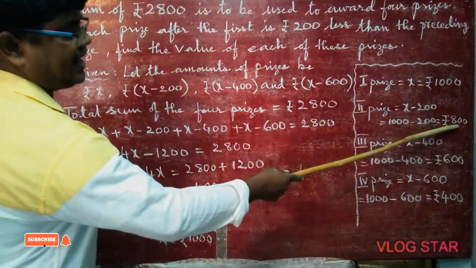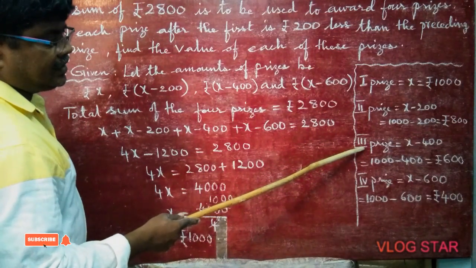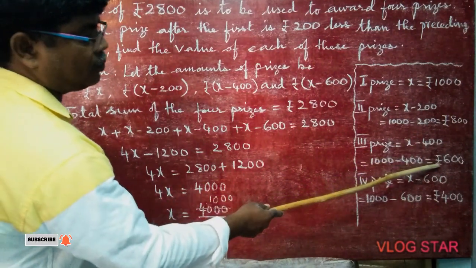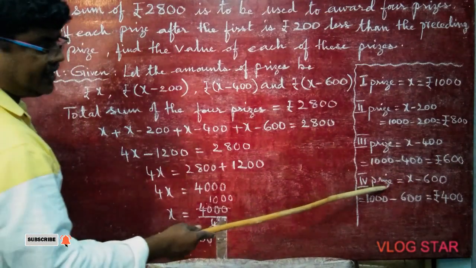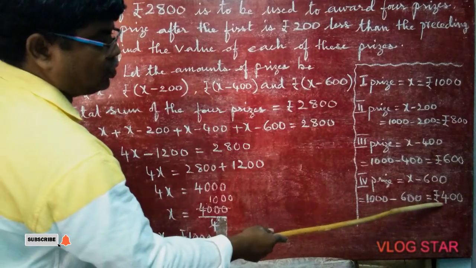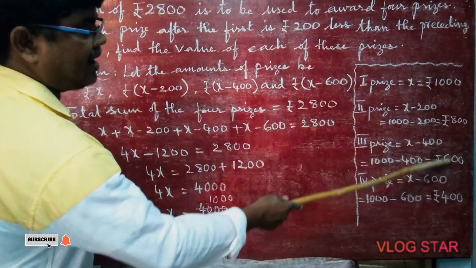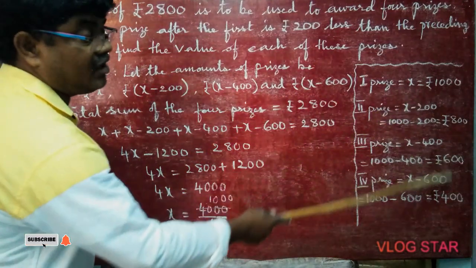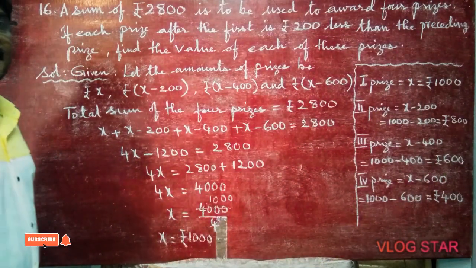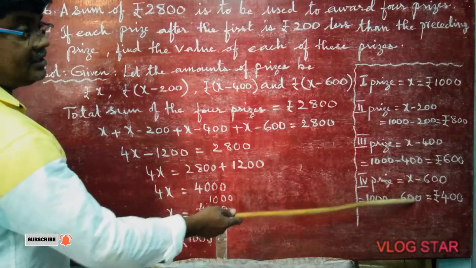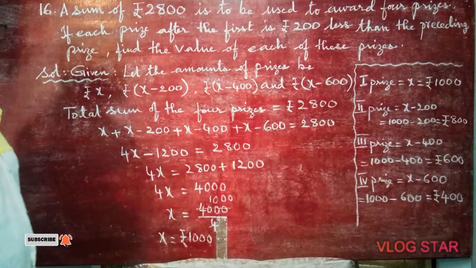1000 minus 200 is 800 rupees. Third prize X minus 400. 1000 minus 400 is rupees 600. And the fourth prize X minus 600. 1000 minus 600 is rupees 400. When you add all this, again you should get 2800. That is the way of verification. No need to ask anybody. If you ask, they may say wrong or they may mislead. But this is the way of verifying, checking your answer.